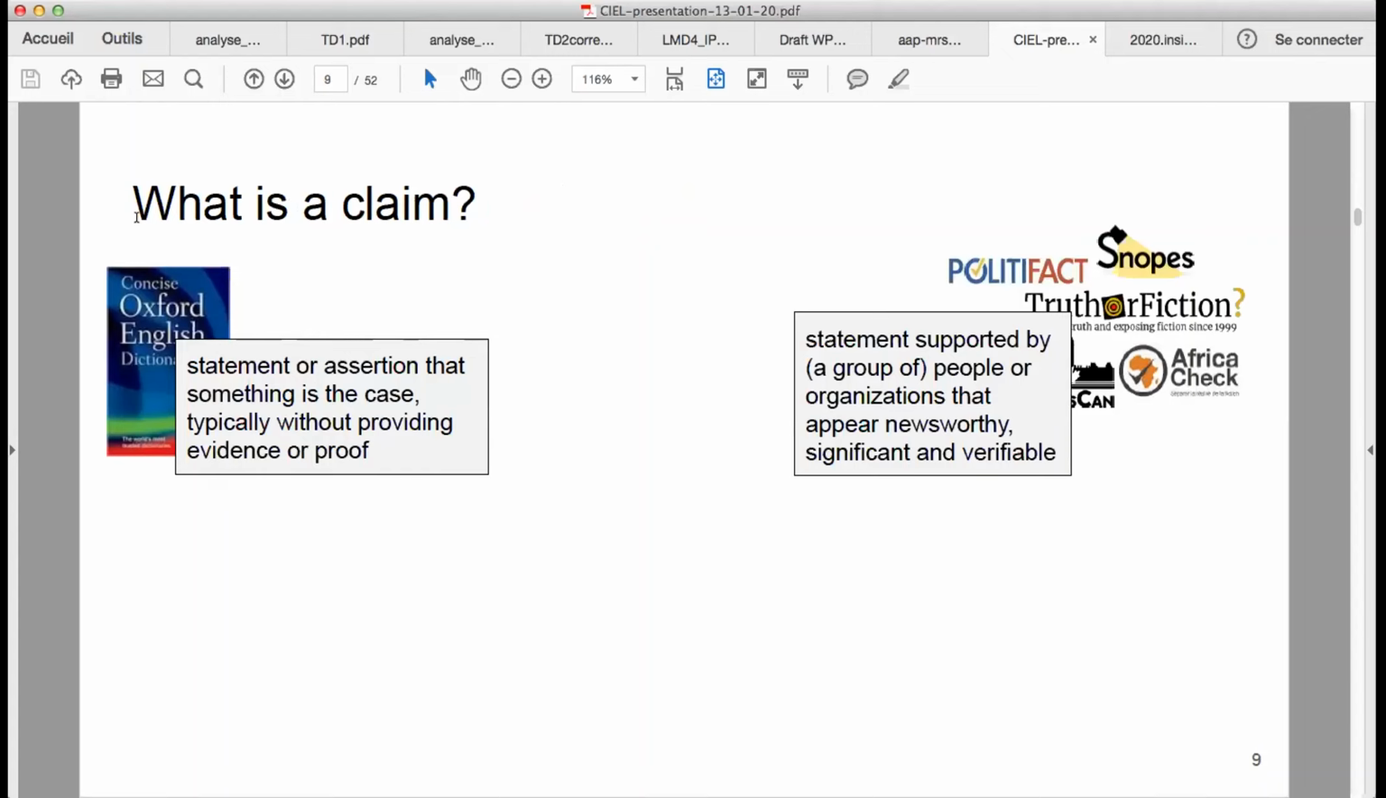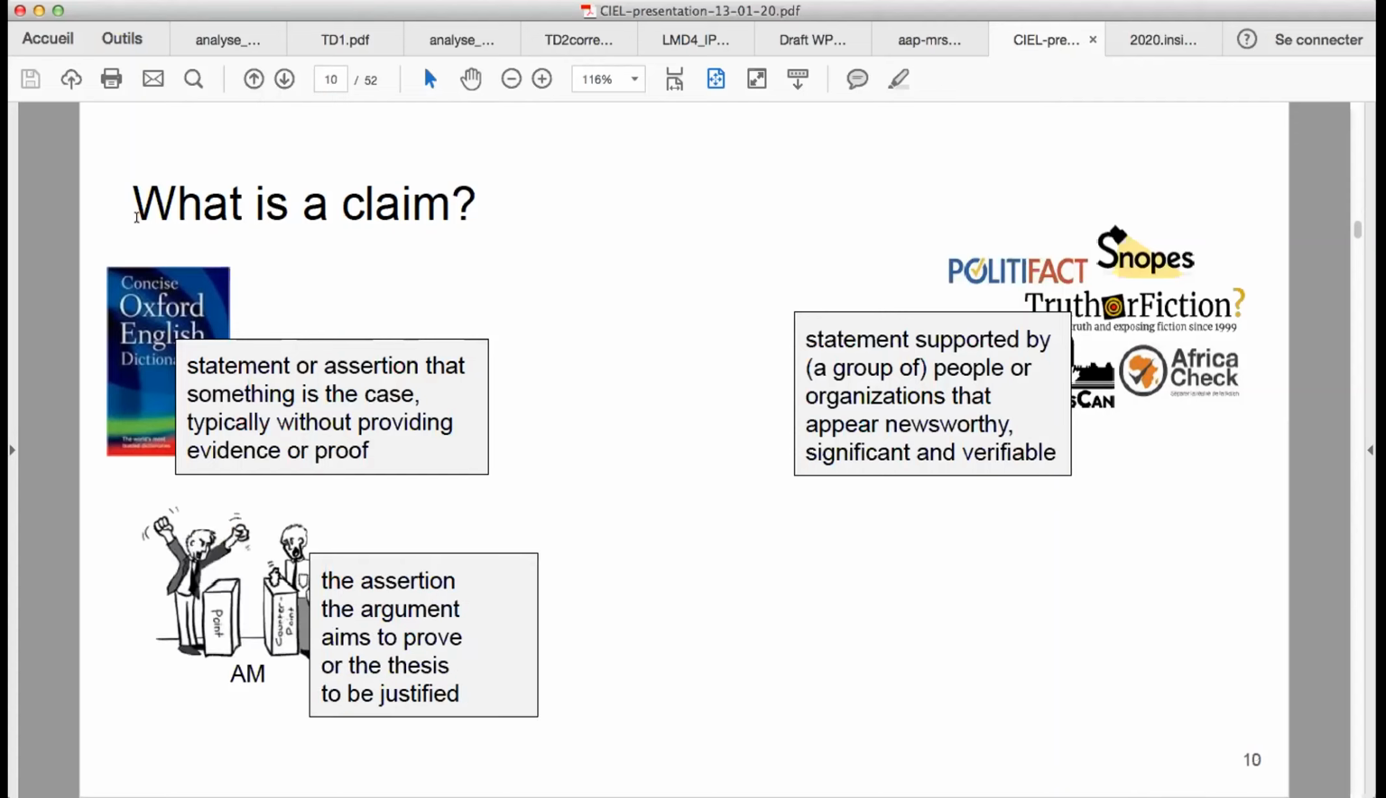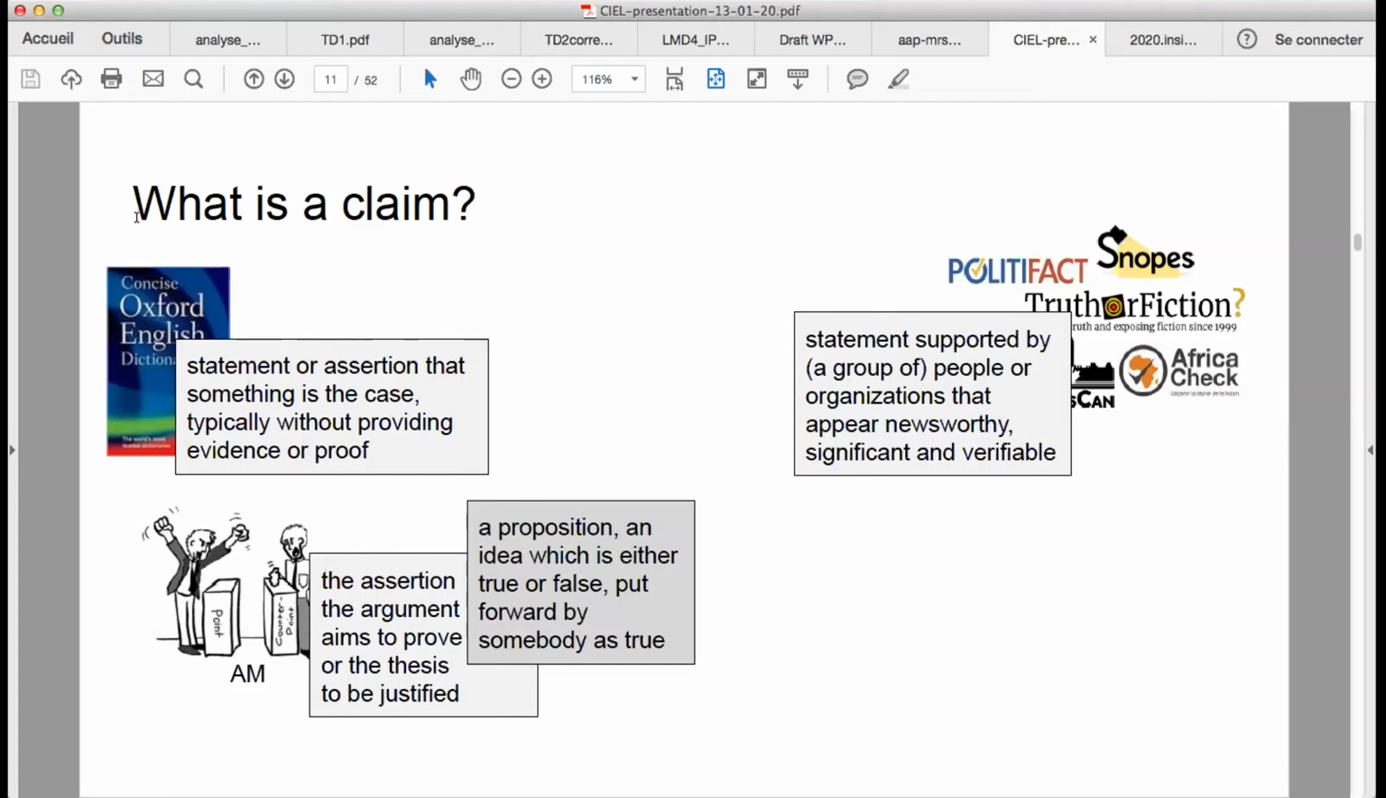There has been a huge effort from journalists and fact checkers to analyze claims and review statements of politicians online, summarized in different fact checking portals. There, a claim is usually defined as a statement that is supported by a group of people or organizations that appear newsworthy, so worthy of being checked for its veracity. In the emerging field of argumentation mining, we can observe yet another definition, or even several definitions which might be conflicting with one another.